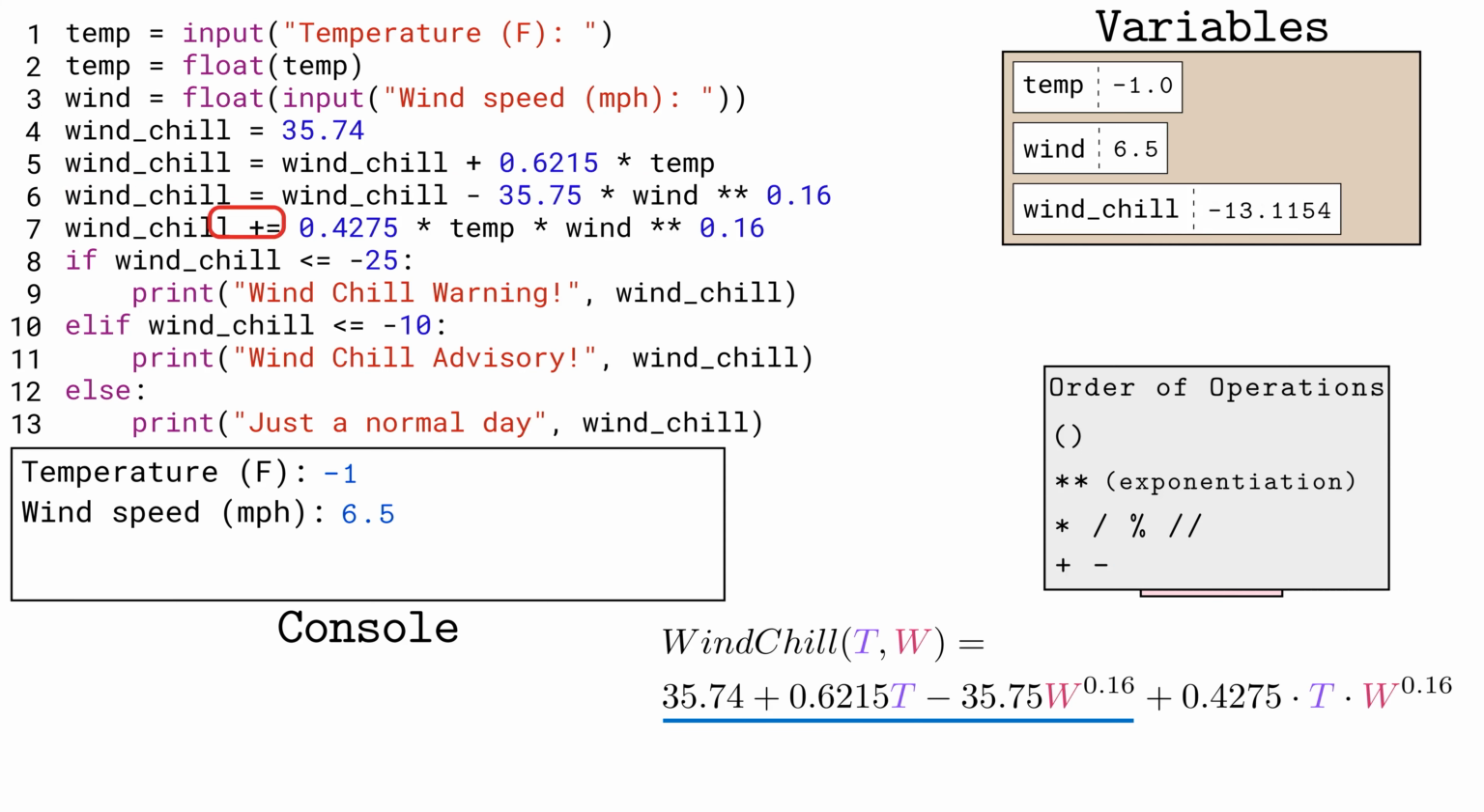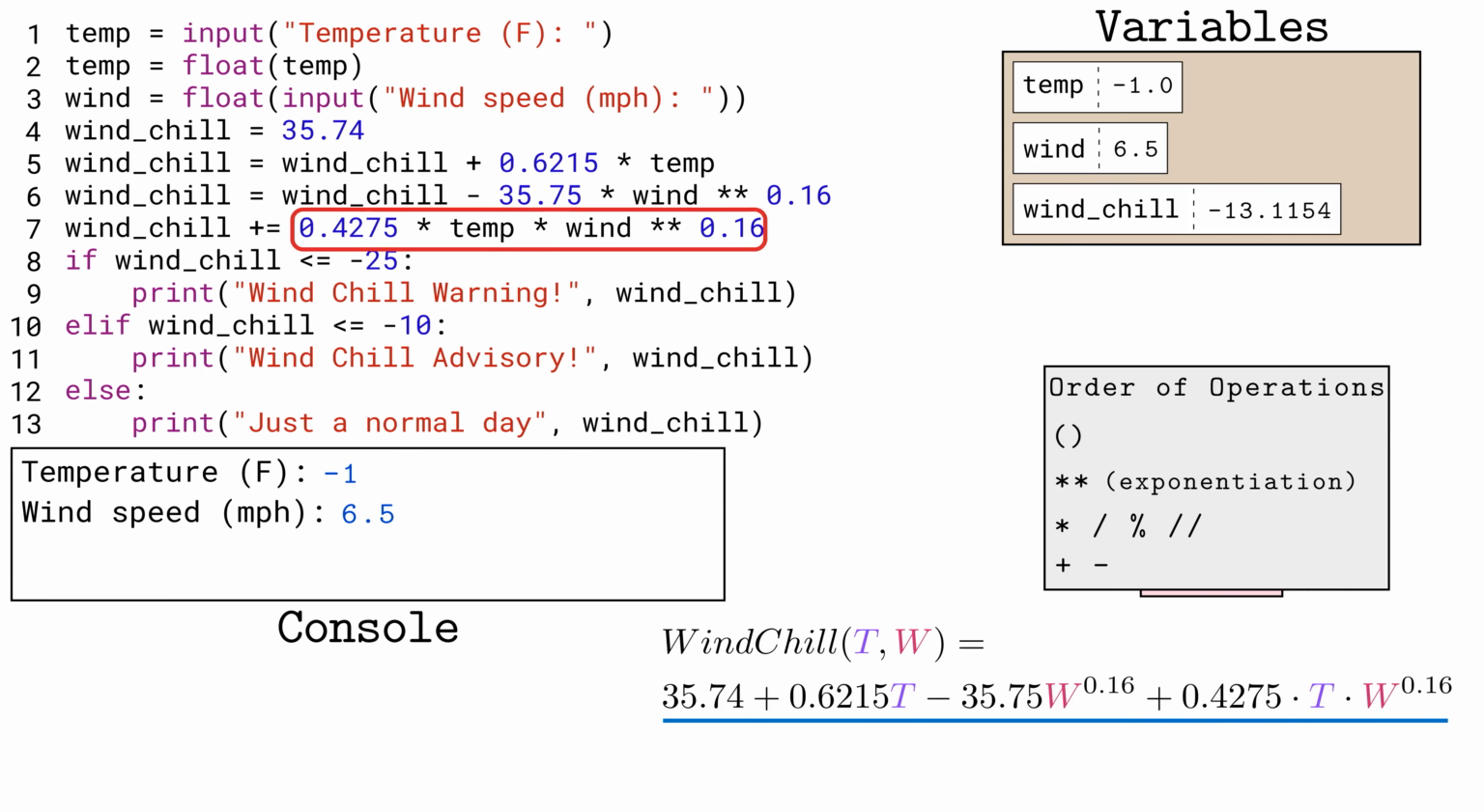Line 7 has an example of the plus equals operator, which is a shorthand operator. These could have been used to make lines 5 and 6 a bit more succinct. Because the wind chill variable is being added to or subtracted from, line 5 can be rewritten with a plus equals operator, and line 6 with a minus equals operator. These operators will do exactly the same thing as the long version, but are less typing.